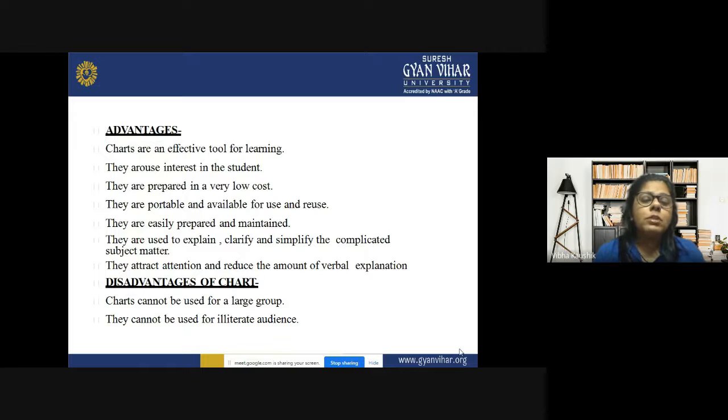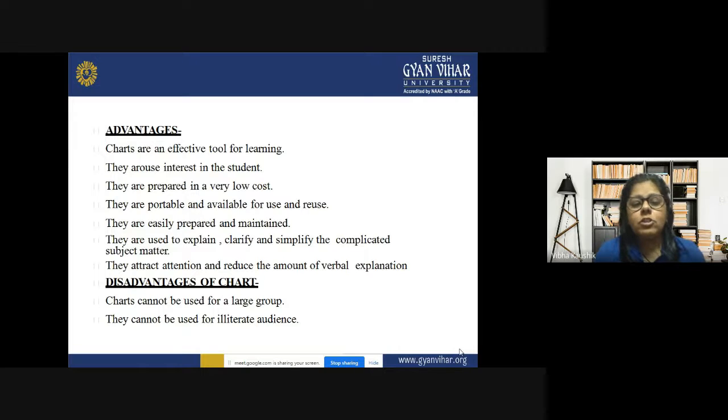They are used to explain, meaning with the help of a chart we can easily explain any concept, and clarify and simplify complicated subject matter. They attract attention and reduce the amount of verbal explanation.